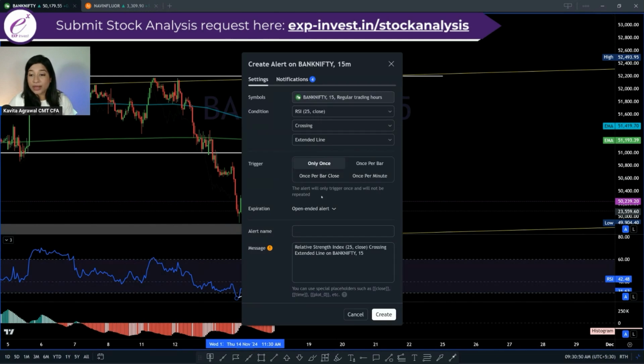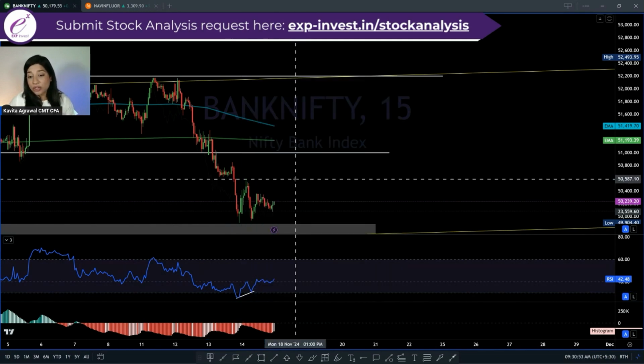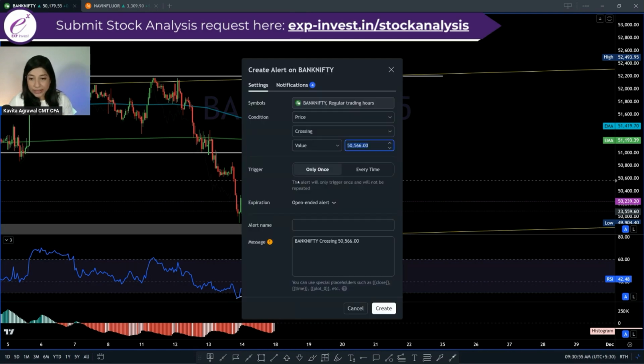So I'm going to go ahead and press Alt A. So I need to press on the price chart, which I didn't earlier. So press on the price chart.